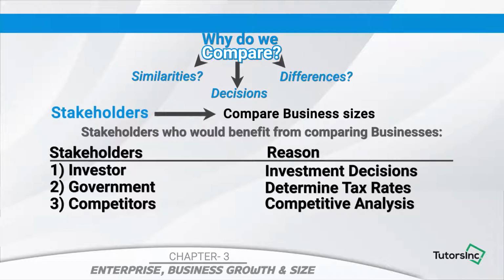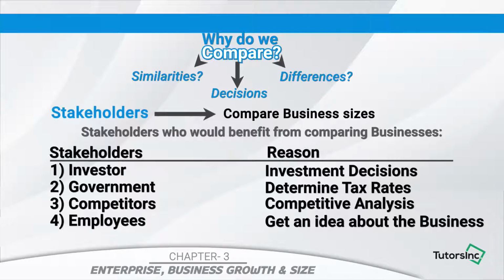competitors. Then we have employees who use the information to get an idea about the size of the company and know the number of people they will be working with. And finally, banks to see how important the loan is for them, which would eventually determine the rates.